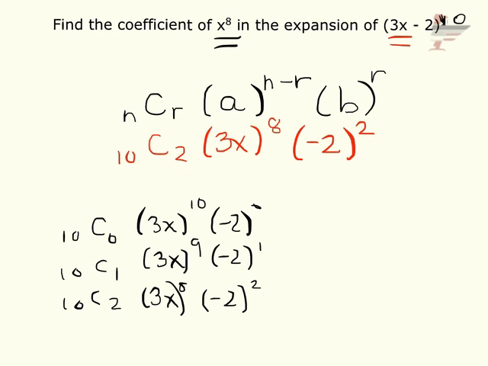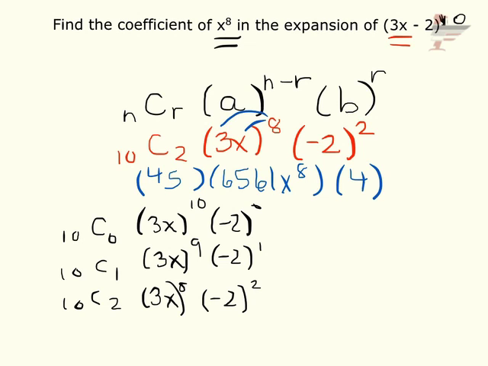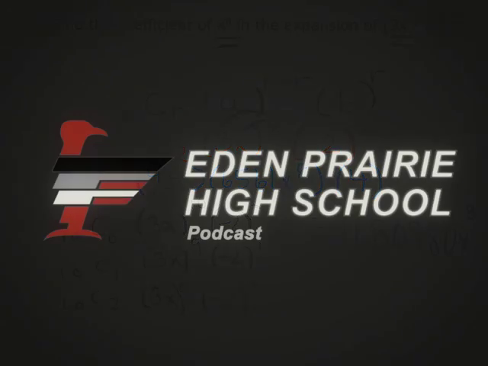So 10 choose 2 is 45, and 3x to the 8th, well 3 to the 8th, that's a big number, that's 6,561 x to the 8th, and negative 2 squared is a positive 4. And when I multiply all of those together, I get 1,180,980, and that would be the coefficient of x to the 8th, a very large number.